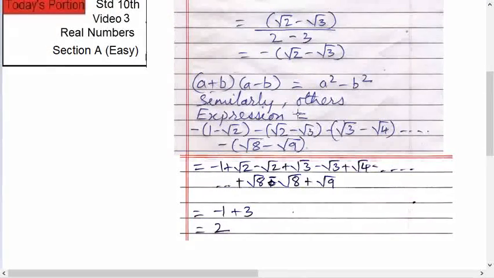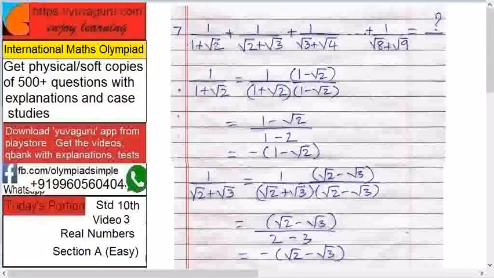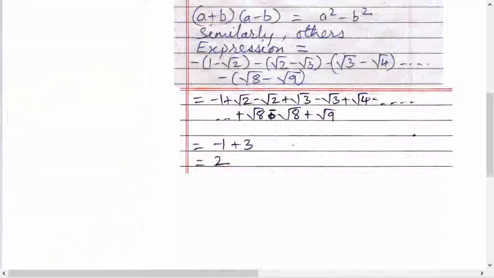So now our expression becomes what? Instead of writing all this, what we can write? It will be like this: minus of 1 minus root 2, minus of root 2 minus root 3, minus of root 3 minus root 4 goes on, and minus of root 8 minus root 9, right? Now solve the brackets. So minus 1 plus root 2 minus and plus. Similarly minus root 2 plus root 3 minus root 3 plus root 4 goes on and on.